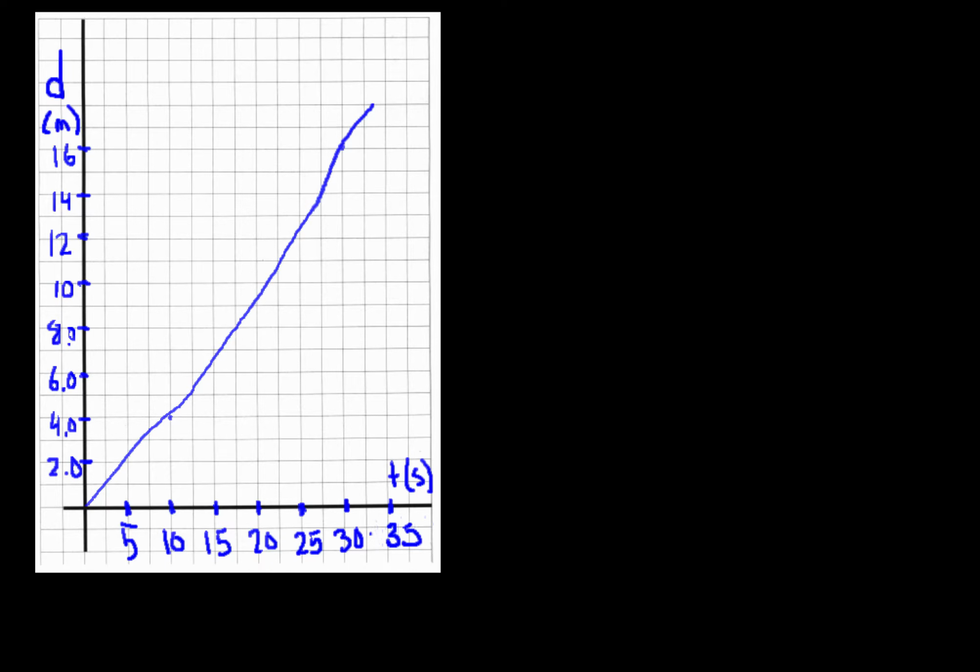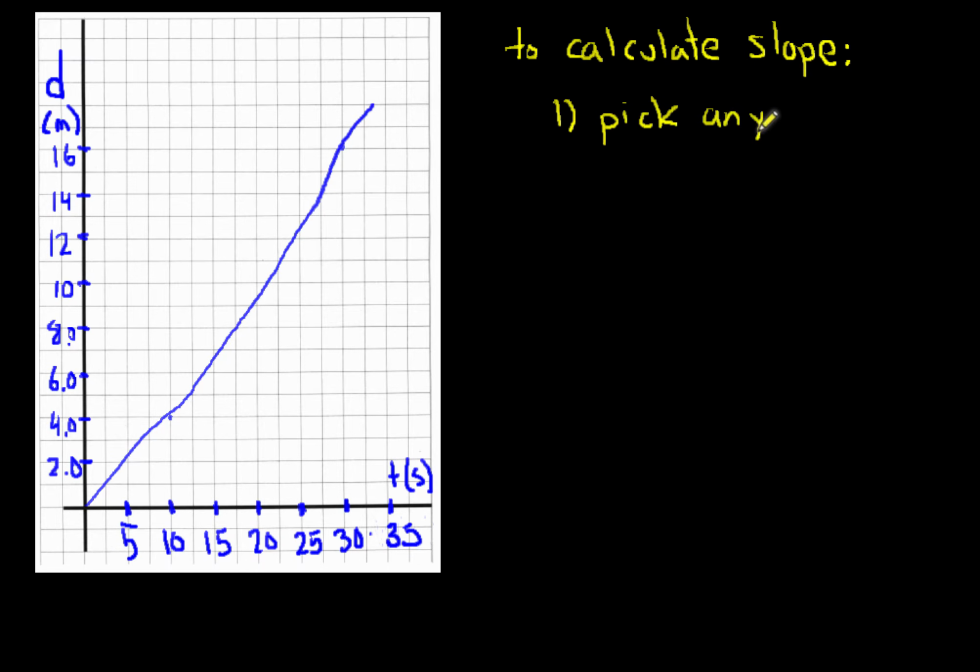Here's an example. It's best to pause the video now to draw out this example and then continue. To calculate the slope, there's going to be several steps. The first step is to pick any 2 points that must be on the line. I'm going to underline this because it's going to be important.